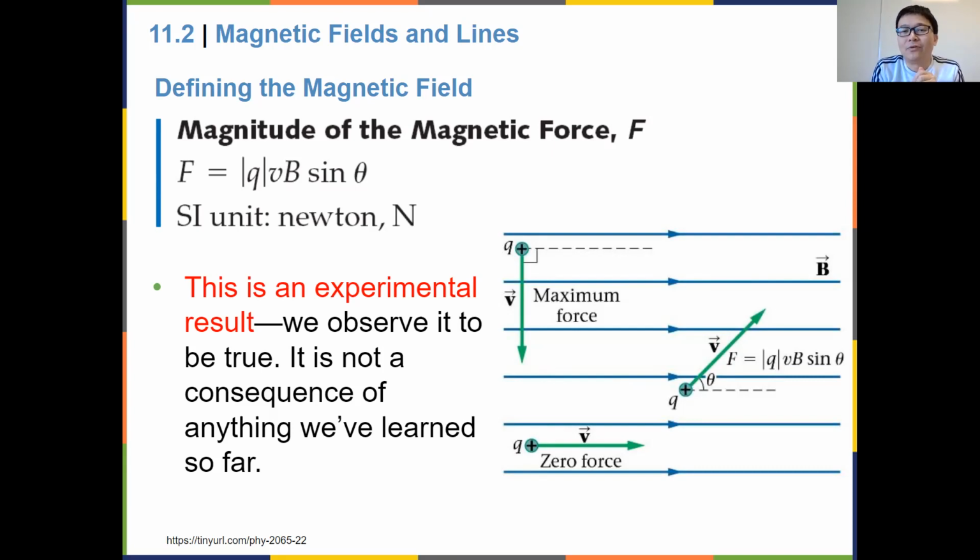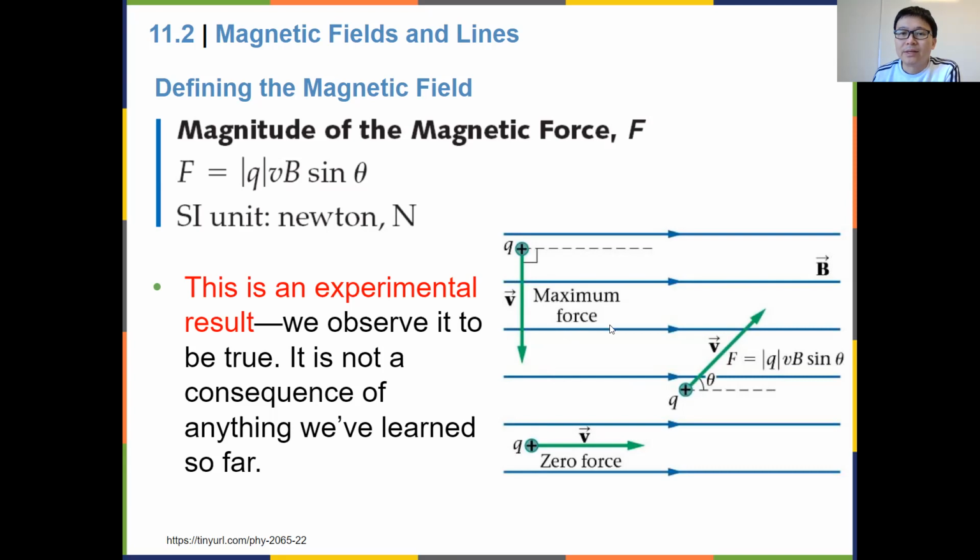The magnitude of the force that the charged particle experiences in the magnetic field, this is an experimental result. It's proportional to the charge, proportional to the speed of the charge, proportional to the strength of the external magnetic field, and it's also related to the angle that the velocity of the charge makes with the magnetic field. So that's the sine of theta, the angle the V and B make. Magnetic field is also a vector. Velocity is a vector. Magnetic field is a vector, just similar to the electric field E. So this is the magnetic force a particle experiences.